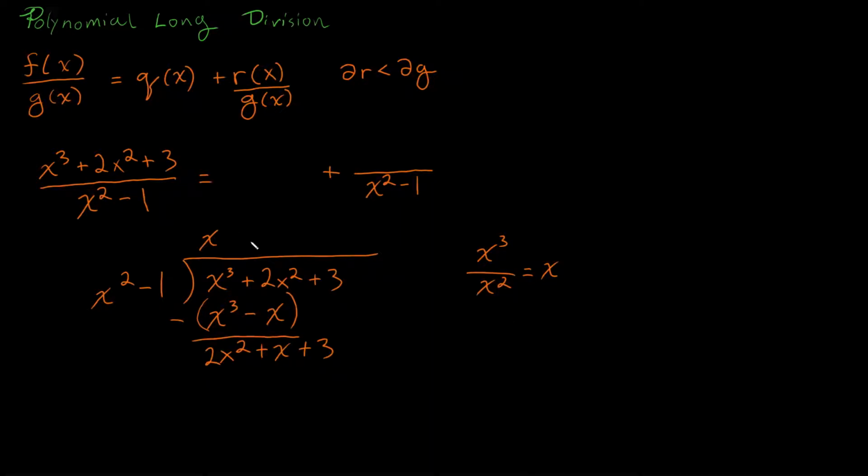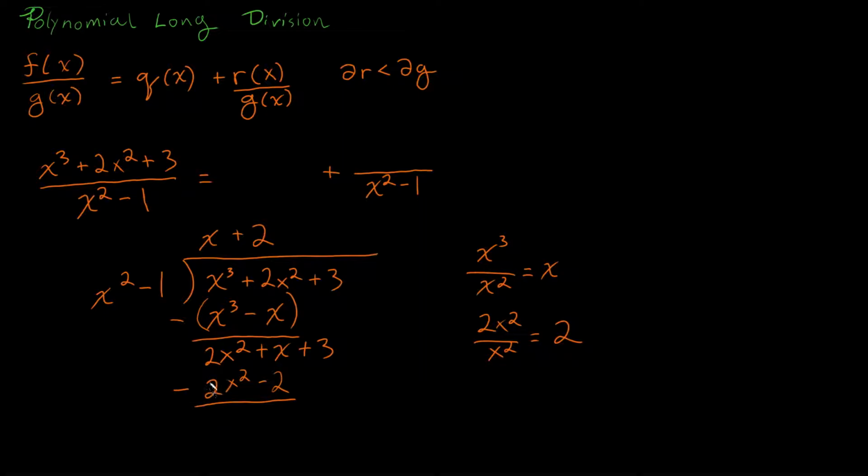And now what do we write? What's the next piece that goes up here? Well, we take 2x squared and divide it by x squared. So 2x squared divided by x squared, and what we get is 2. So this should be x plus 2. And let's try that. We'll multiply it out and we get 2x squared minus 2.